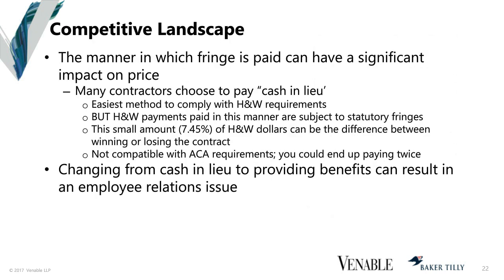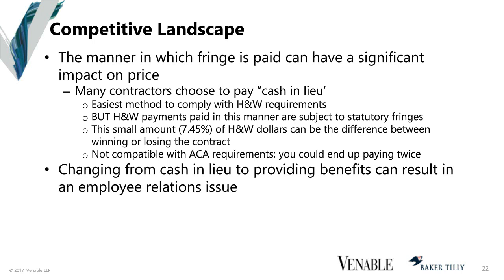We'll take a look at the competitive landscape. A lot of these SCA contracts are not high margin contracts. The smallest amount of money can make the difference between who wins and who loses these contracts. And so one of the most important things to keep in mind is that the manner in which fringe is paid can have a significant impact on your price. Historically, paying cash in lieu was just the easiest way to do it. A lot of contractors did this.